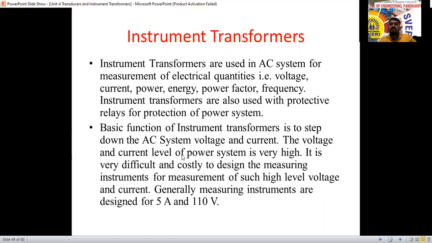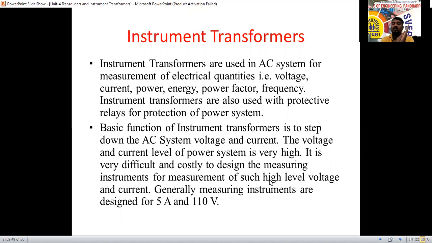The voltage and current level of the power system is very high. So it is very difficult and costly to design measuring instruments for the measurement of such high voltage levels. I told you, 220 kV is nothing but 2,20,000 volts.